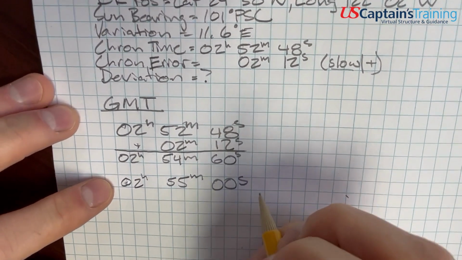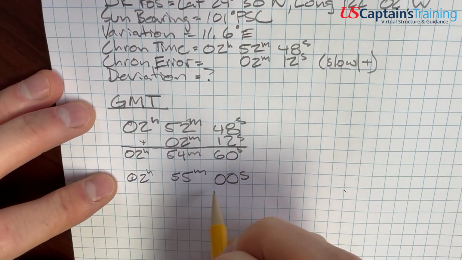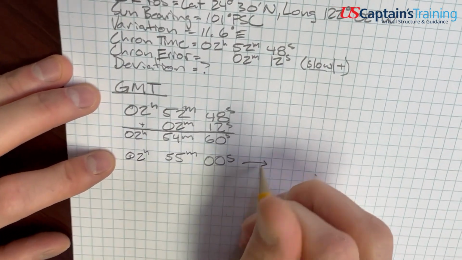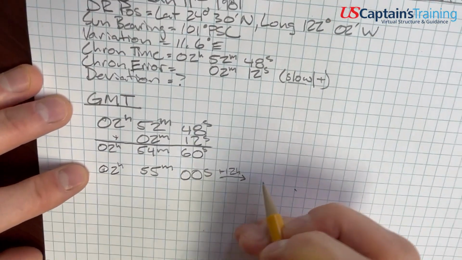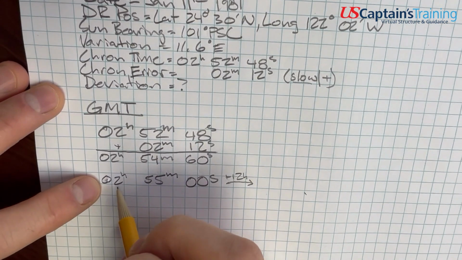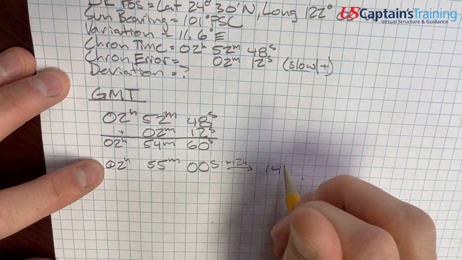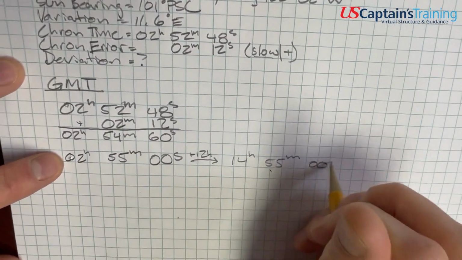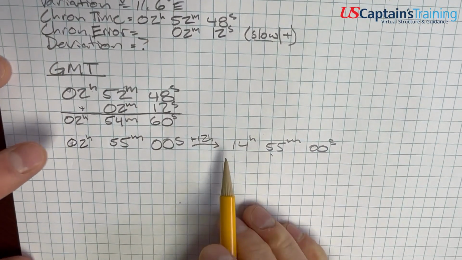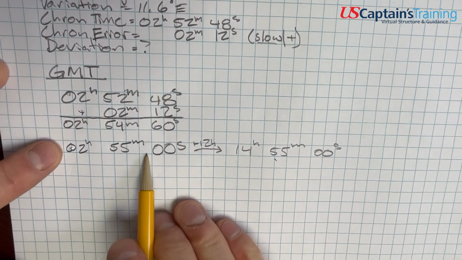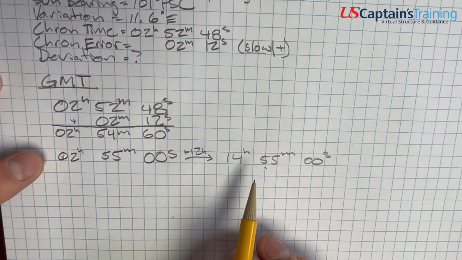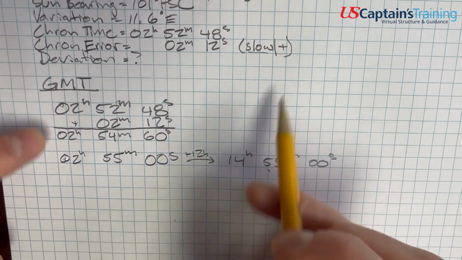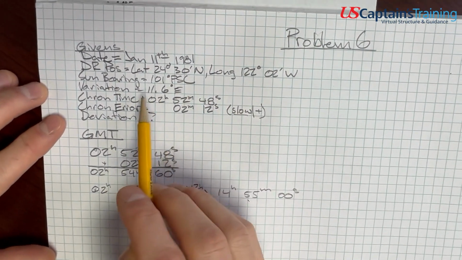Now, chronometers are only 12 hours, so there's ambiguity in this. We need to figure out if we're AM or PM. So we add 12 hours, which leads us to 14 hours, 55 minutes, 0 seconds. Now, which one of these, AM or PM, are we in? What we need to do now is get our local mean time when we took this bearing of the sun.